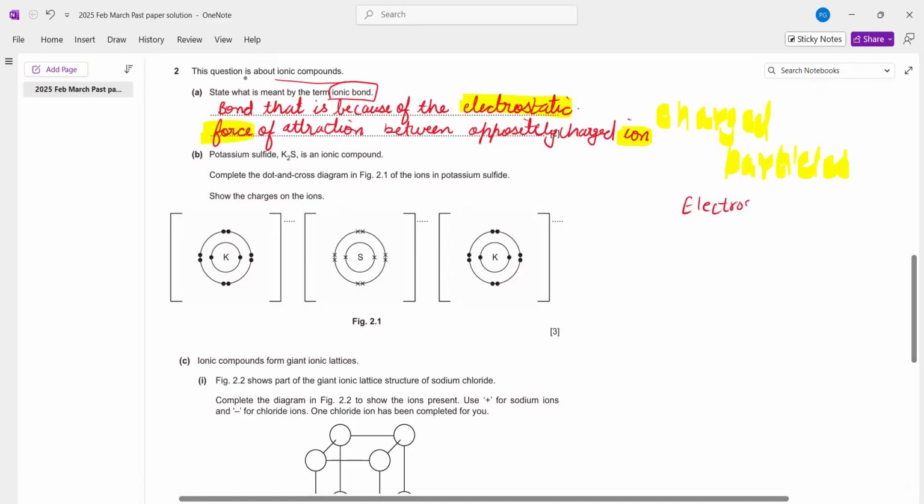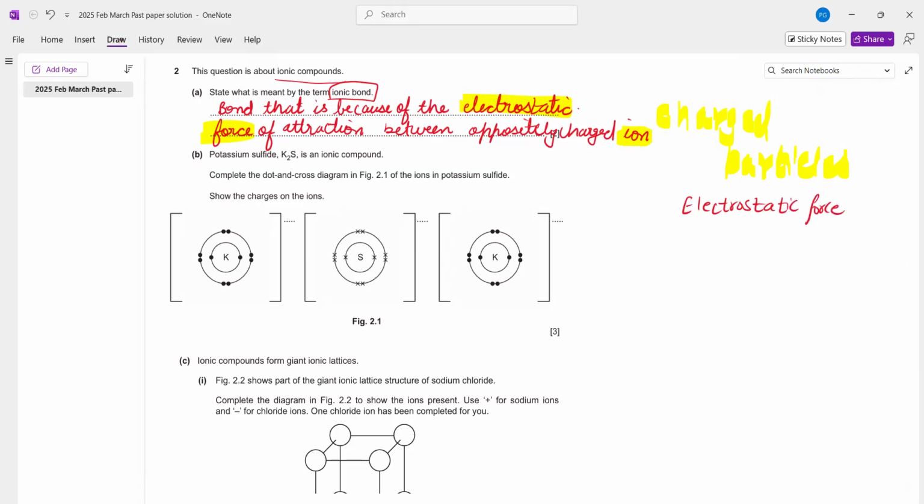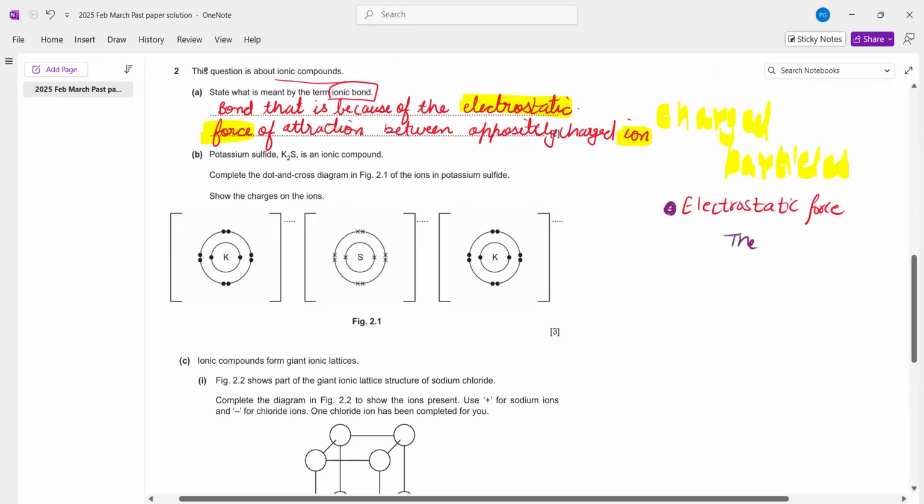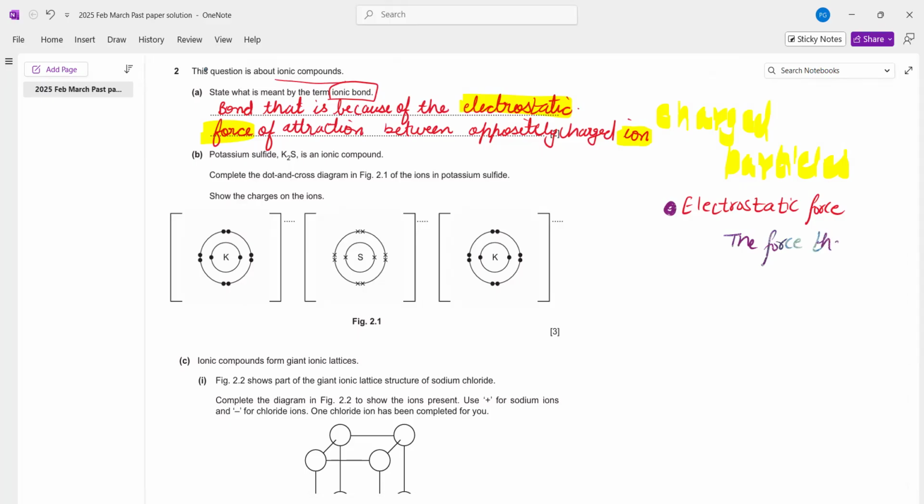Electrostatic force is the force that exists between charged particles. Now, charged particles can be of similar charge, for example, Cl- and SO4 2-, or they can be of opposite charges like Na+ and Cl-. So it can be attraction as well as repulsion, anything. But it is the force that exists between the charged particles.